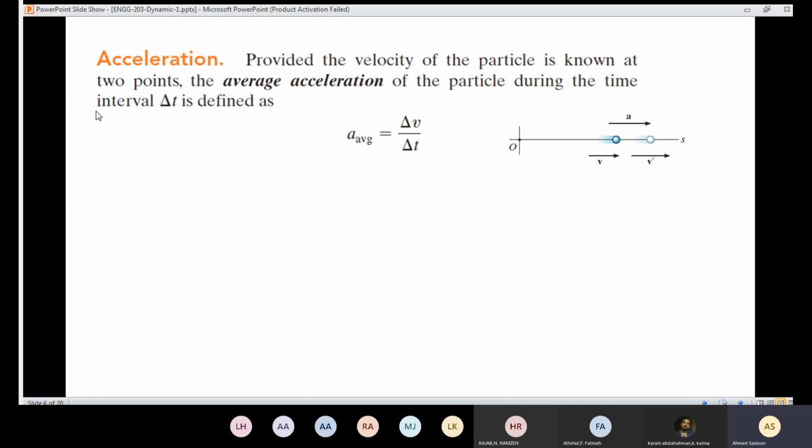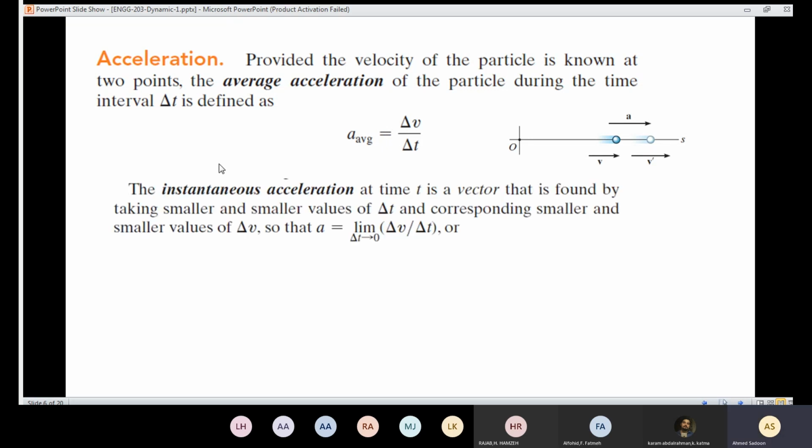Then if I'm going to determine the average acceleration for that particle from this point to that point, it is going to be the change in the velocity, which means V final minus V initial, over the time interval, the difference in time from here to there. So the average acceleration is delta V over delta T.